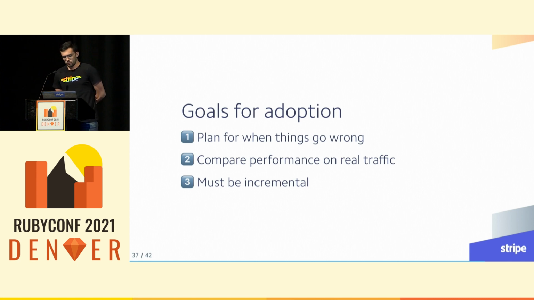Then the next one is we want to actually compare performance on real traffic. It's not enough for us to know that the compiler speeds up some arbitrary benchmark like x.map. We want to make sure that it's actually speeding up Ruby as it's written in the real world. And the last one is, again, we want to be incremental in everything that we're doing. We want to know what's the best bang for our buck at any given point of our migration.